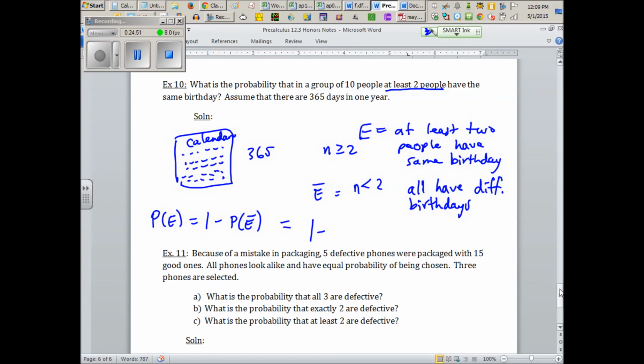So the first person gets the paper. How many spots on there are available for them to X out? There are 365 spots there, right? What's the probability that they're going to X out a unique day that no one else has ever X'd out?